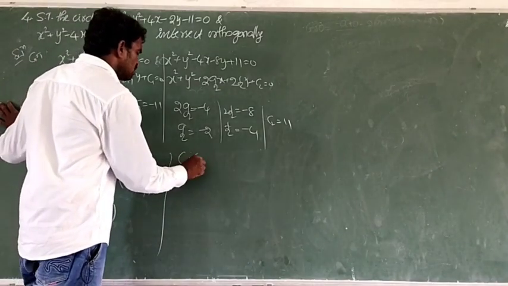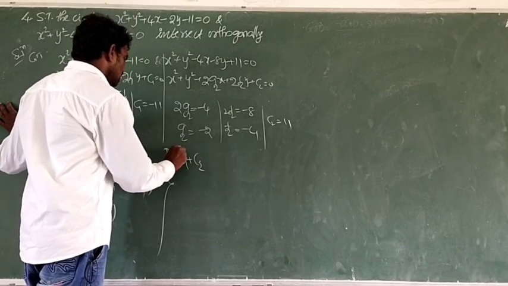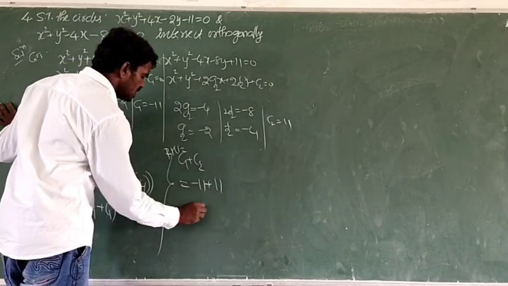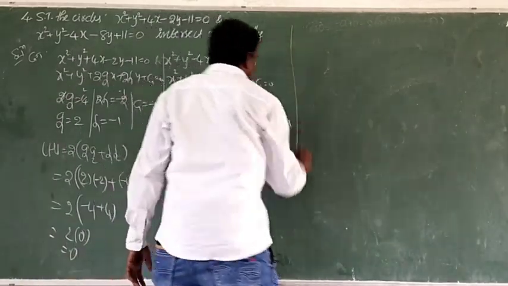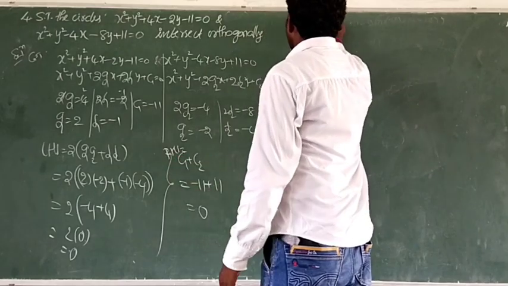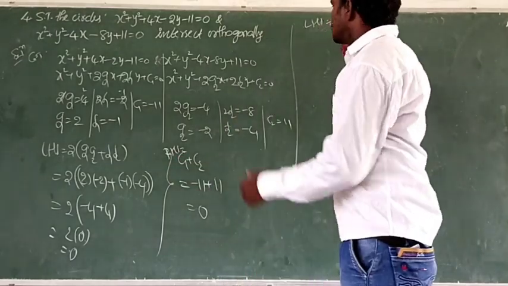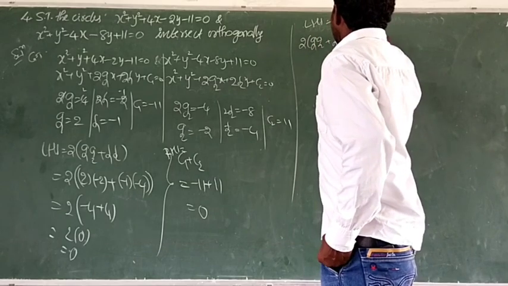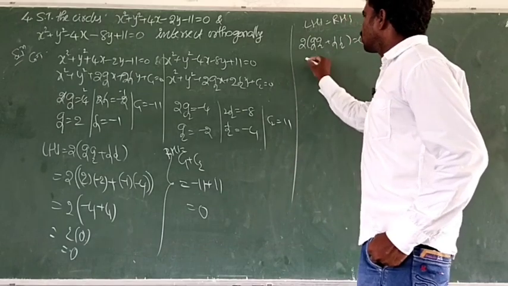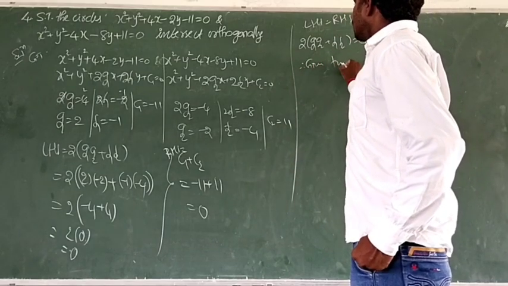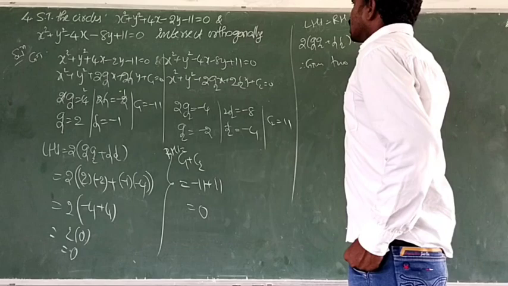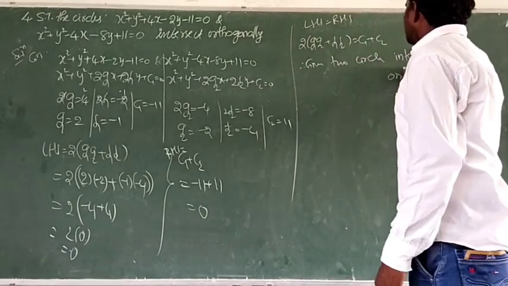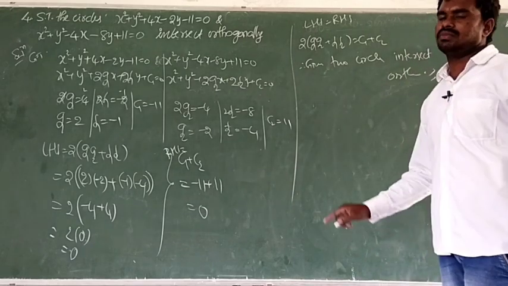Next is the right hand side, c1 plus c2. So c1 is minus 11 plus c2 is plus 11, it is 0. So what do we get finally? LHS is equal to RHS. So 2 into g1 g2 plus f1 f2 is equal to c1 plus c2. We got this. Therefore, the given two circles intersect orthogonally. That's right and complete.